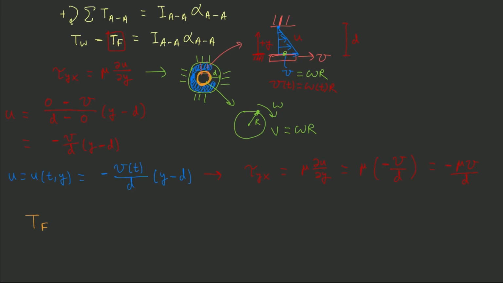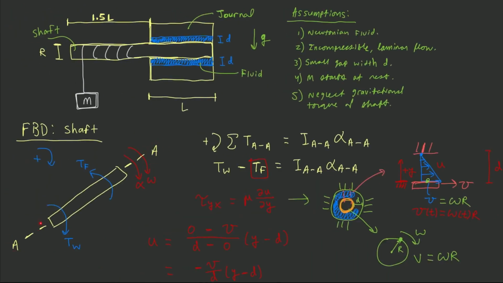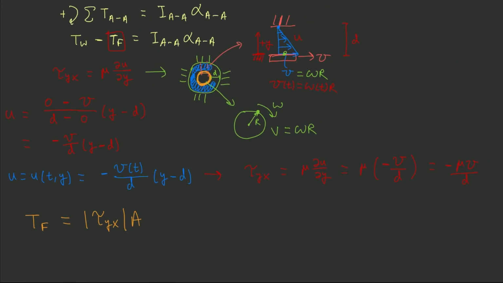To do that, we would say that the magnitude of the torque due to our viscous shear is the magnitude of tau yx times the area of contact of the fluid with the shaft, which we're going to call A, times the moment arm of the viscous shear with the axis AA that we've outlined over here, and that moment arm being the radius r.